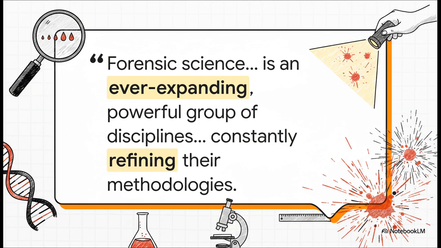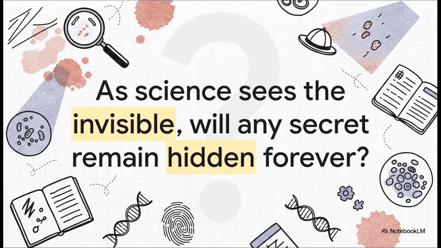What was an invisible stain yesterday is maybe a faint outline today, and it could be a crystal clear piece of evidence tomorrow. This research isn't really just about finding blood on a shirt. It's about this fundamental drive to make sure no detail gets lost, no story is left untold. And it leaves us with this incredible question. As our technology gets better and better at seeing what's hidden, will there ever be a secret a crime scene can truly keep?